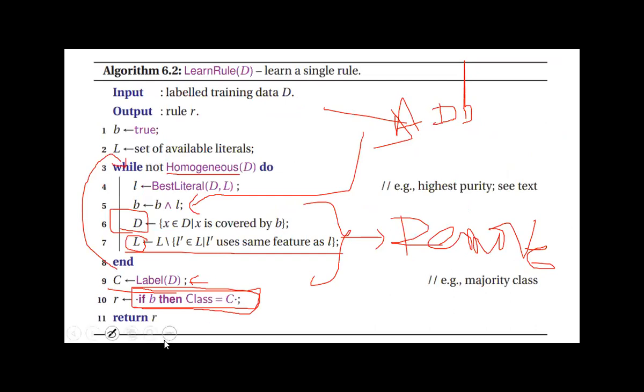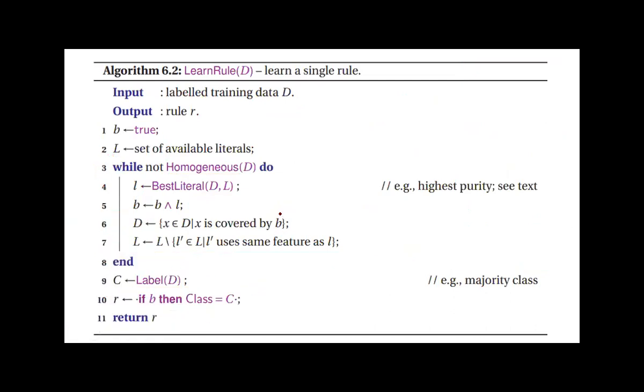And here it is also very simple, my dear friends. See this. Let B is equal to true. Let L is the set of all available literals. Now, while D is not homogeneous, do the following. L is equal to best literal D comma L. If I pass D and L, the list of all literals, it gives me the best literal. We are adding that best literal to the rule.